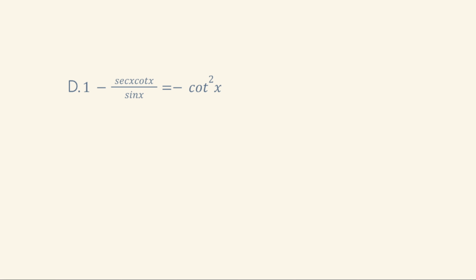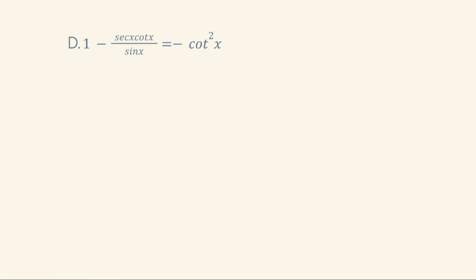Let's move on here to question D. All right, so let's look at this one here. On the left, we've got 1 minus, okay, and then on the numerator here, we've got secant x. What do I know about secant x? That's just 1 over cos x, right?